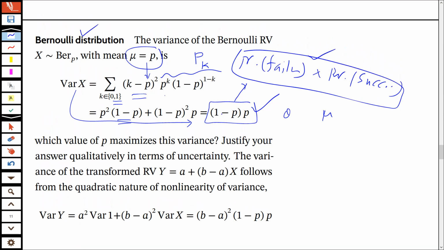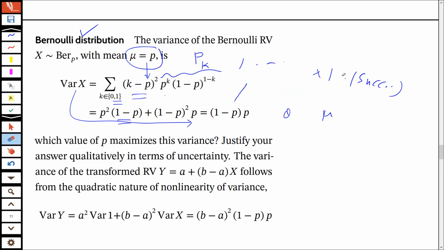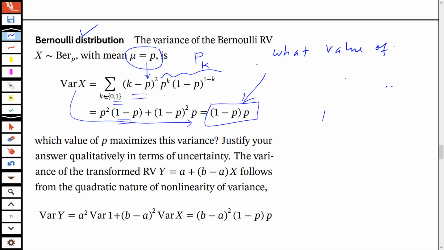So I can here ask a very interesting question, which I forgot to ask when I was lecturing. Because p can have any value, I can ask myself for what value of p will I get maximum variance. So I am talking about the Bernoulli family of distributions. For each value of p, I will have a Bernoulli random variable, and I am wondering which of those Bernoulli random variables, which member of that family, will have the highest variance.